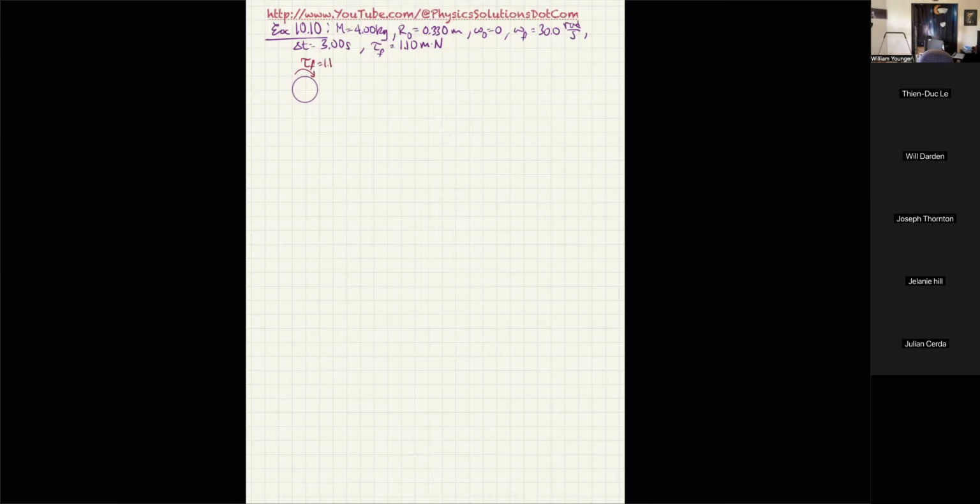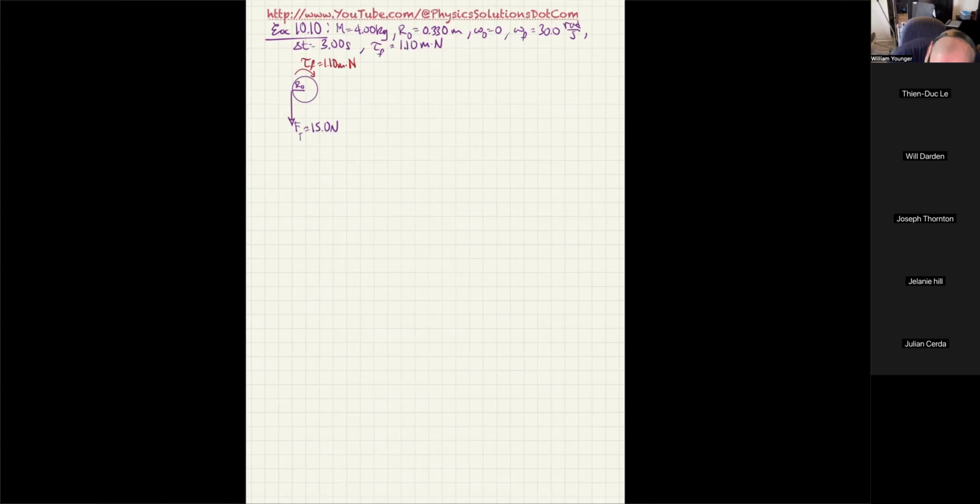Tau friction equals 1.10 meter newtons. In addition to that, we have a force Ft equals 15.0 newtons. That's a force pulling down on it like that. And by the way, we also know the radius is R0.